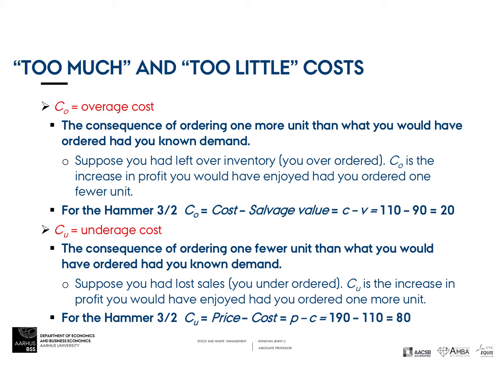First let's see. The overage cost is a consequence of ordering one more unit than what you should have ordered if you had known the demand. Suppose you had leftover inventory, so Co is the increase in profits you would have enjoyed if you had ordered one fewer unit. I normally do not like this statement. It's really a language game. So let's try the example.